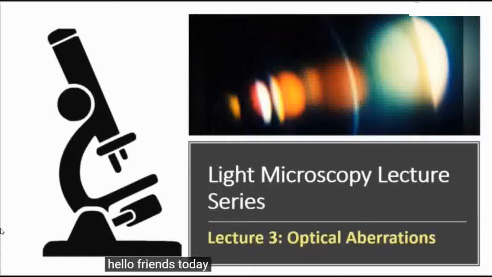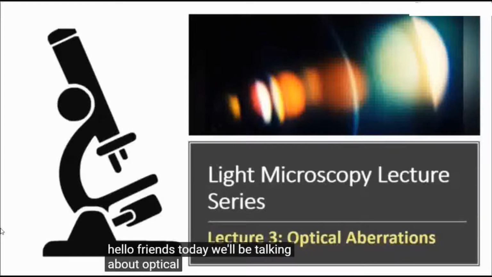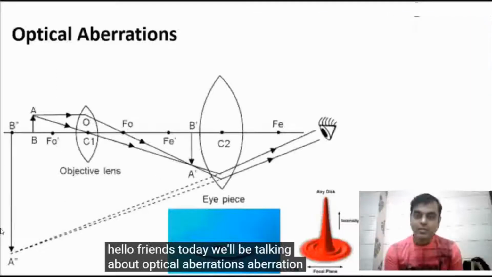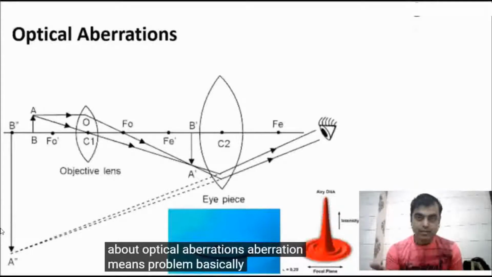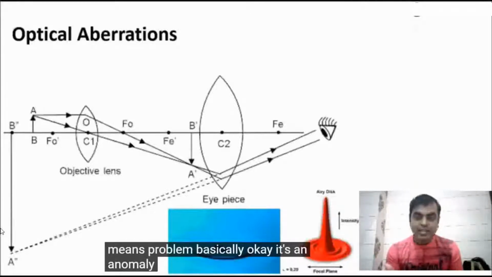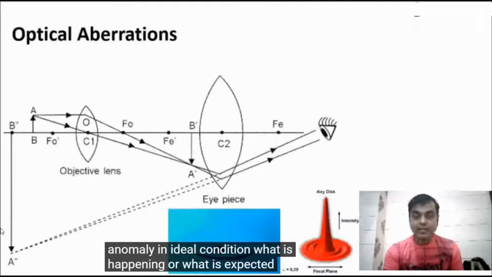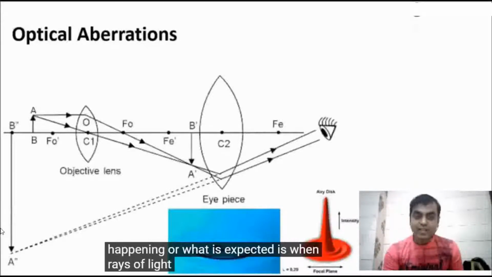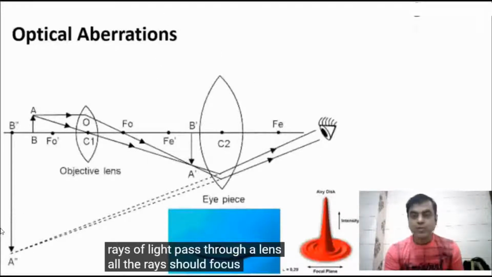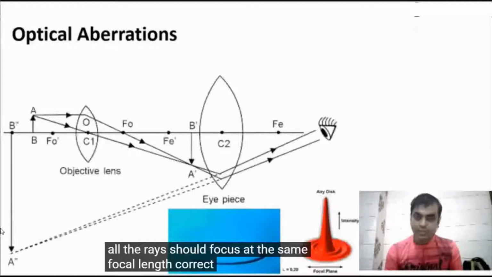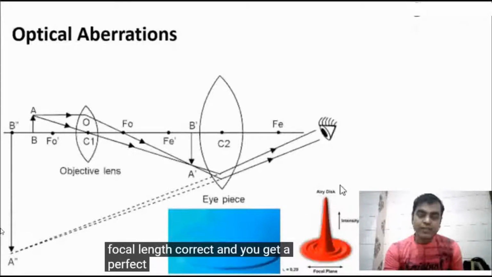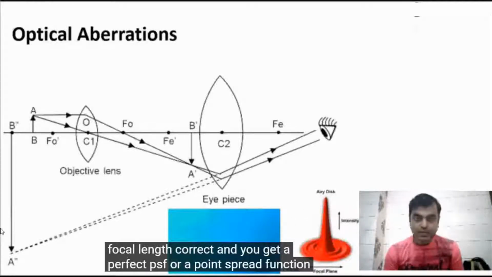Hello friends, today we'll be talking about optical aberrations. Aberration basically means a problem, an anomaly. In the ideal condition, what is expected is that when rays of light pass through a lens, all the rays should focus at the same focal length, correct? And you get a perfect PSF, or point spread function, right?